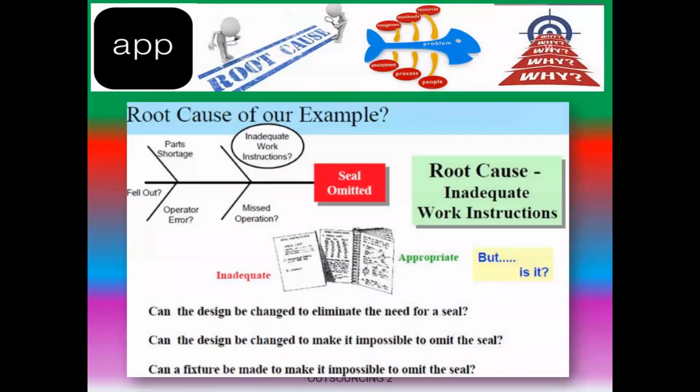But is it? You might ask, can the design be changed to eliminate the need for a seal? Can the design be changed to make it possible to omit the seal? Can a fixture be made to make it impossible to omit the seal? So you have many questions. Why is the work instruction inadequate? If this is a well-known manufacturing company, do you think they really forgot, and their work instruction is really inadequate? Or is the person the problem, who really forgot because maybe he has many other problems?